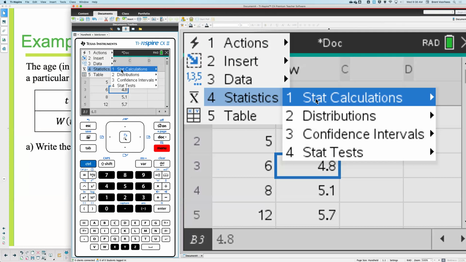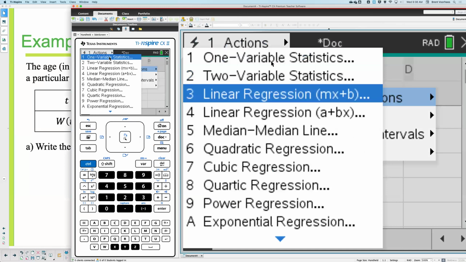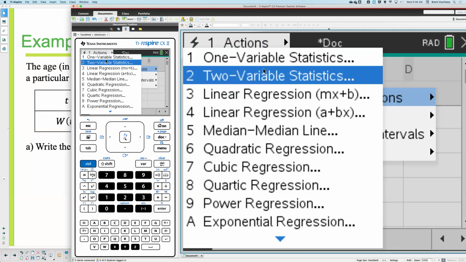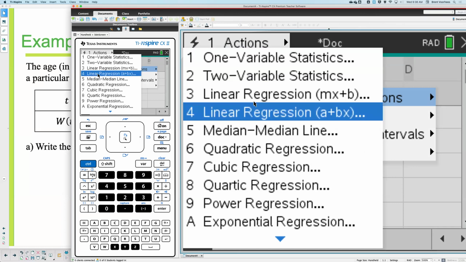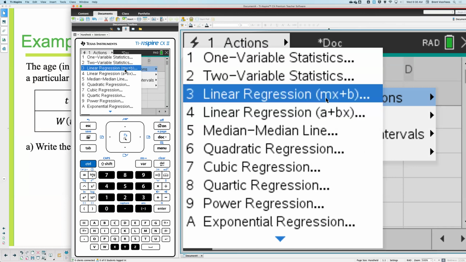Then we're going to go stat calculations, and from there you're going to see a host of models, a whole bunch of different models. Which one are we looking for? Linear. There's 2 different options. I would suggest doing the linear regression mx plus b, because that's going to be slope-intercept form, which you're used to, y equals mx plus b. Click on that.